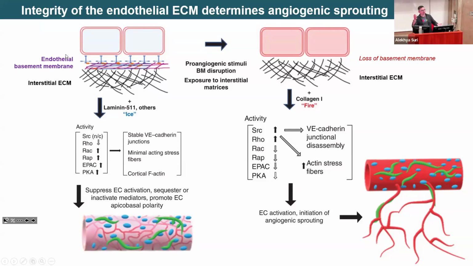So again, take-home message here, you basically have signals that promote quiescence and they stabilize the endothelial cell. And there are signals, primarily collagens, that promote angiogenesis.